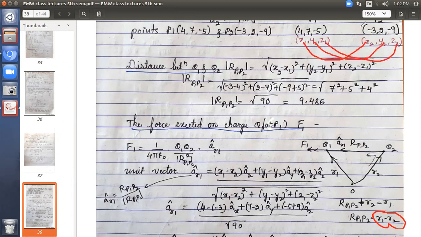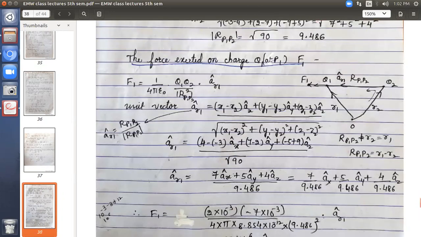Once you do that, 4 minus of minus 3 is equal to 7. Then 7 minus 2, which is 5. Then minus 5 minus of minus 9, which is plus 4, in ax, ay and az directions. You simplify 7 plus 5 plus 4. If you simplify, you will get the unit vector like this.